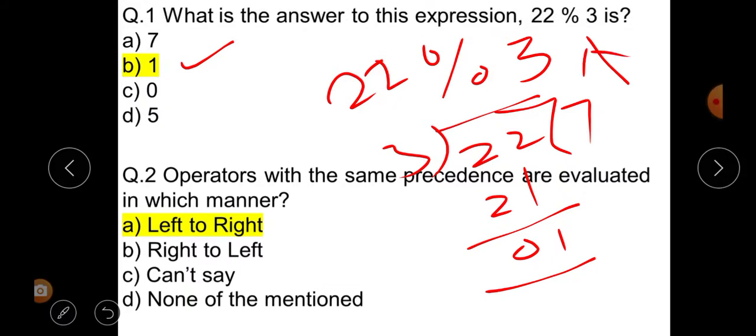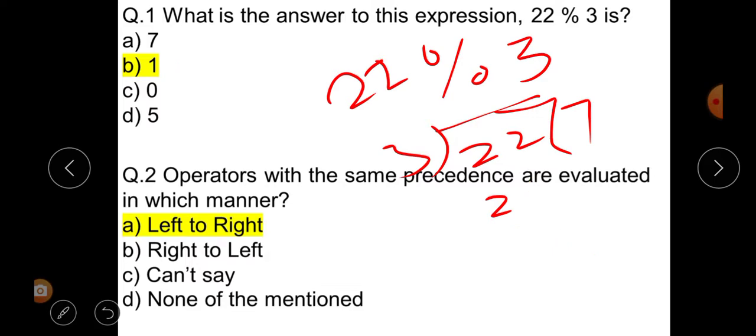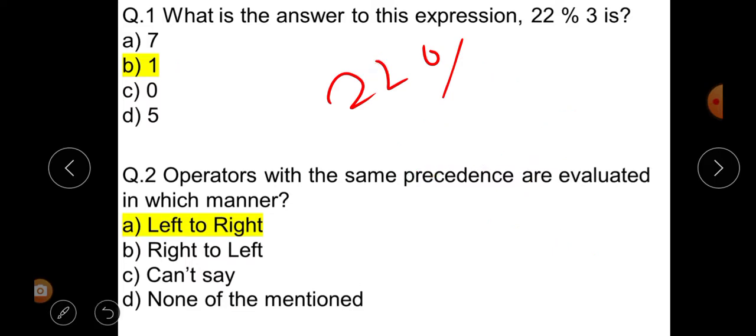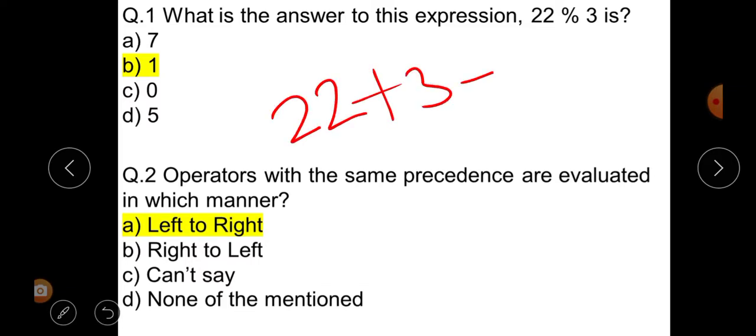Our next question is, operators with the same precedence are evaluated in which order? So when operators have same precedence, then they are evaluated always from left to right. Okay, for example, if there is a question like 22 plus 3 minus 7, then in this case we know that plus and minus both have same precedence, so we calculate always from left to right.